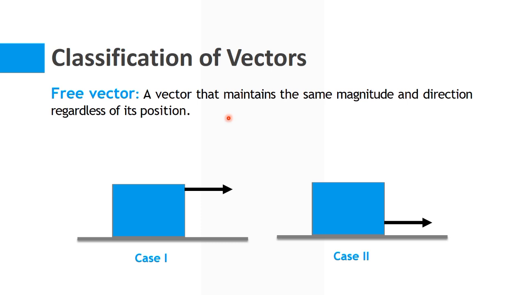Now there are many types of vectors. For example, the first one which we have discussed here is a free vector, a vector that maintains the same magnitude and direction regardless of its position. For example, in this case, this is a box, and let's say a vector or a force is acting on this box in this direction. Now if we apply the force over this point, or on any point along this line, it would not change the effect of the force, and it will act in the same line, and it will produce the same effect as it is produced here. So this means that this is a free vector, and we can move this vector along the y-axis in the perpendicular direction.